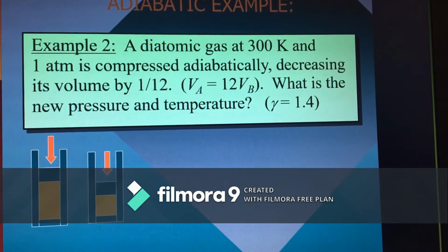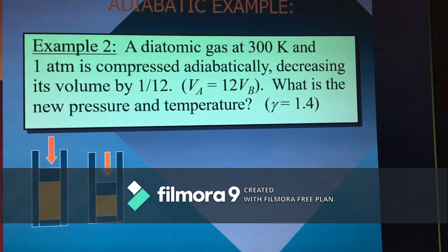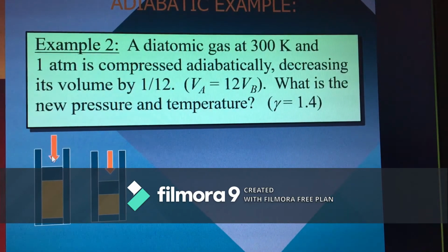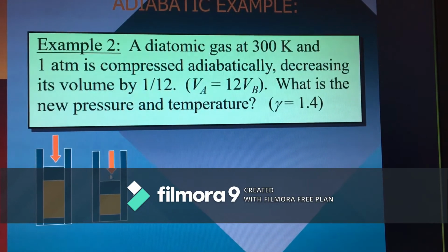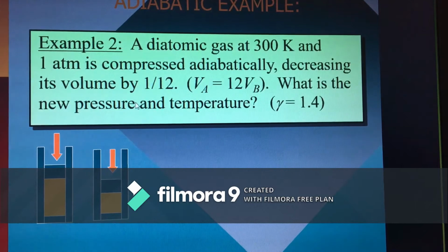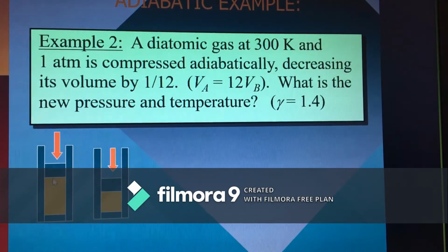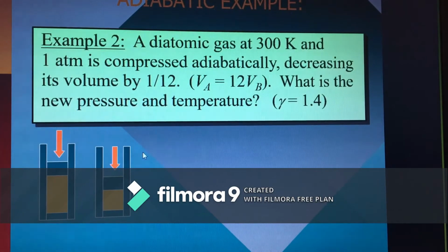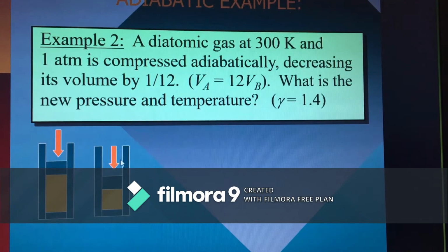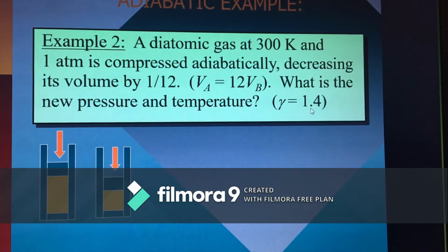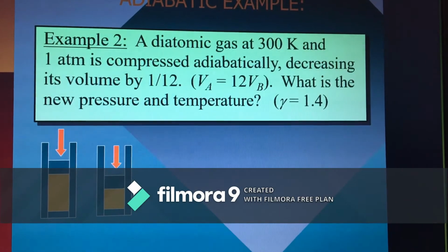Okay, so the gas is compressed. Ibig sabihin, if this is the initial volume, when this is compressed, the volume will become smaller. Okay? So decreasing its volume by 1/12. So ito yung original volume, dinecrease natin ng 1/12, or we can say that the volume at A is 12 times the volume of B. So what is the new pressure and temperature? So this is the problem, and we are given the gamma that is 1.4. Okay, so to solve this problem, here's the solution.